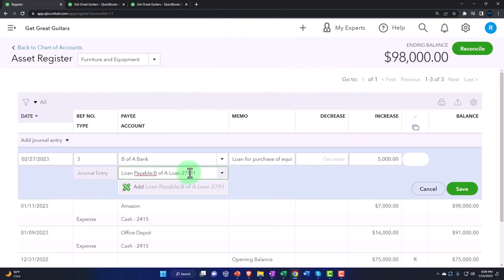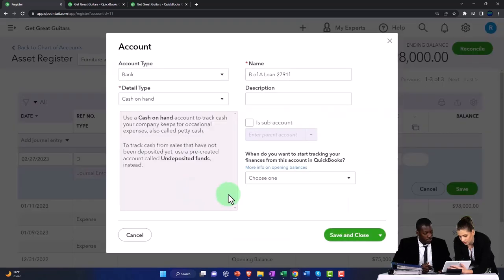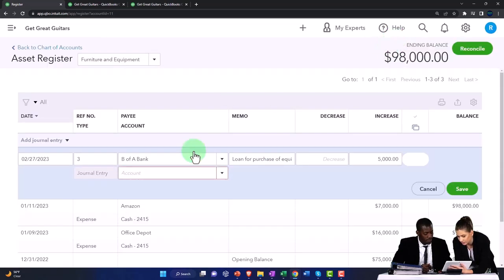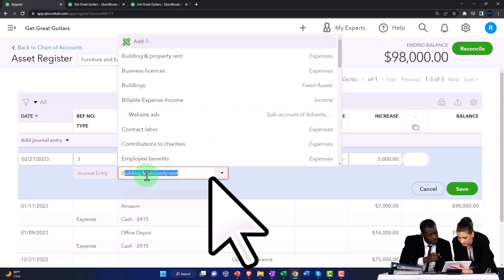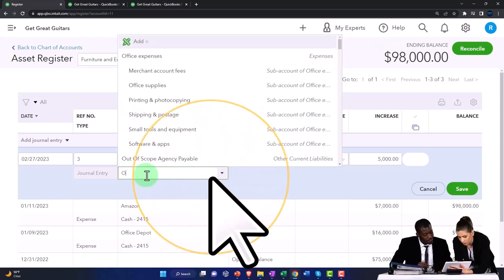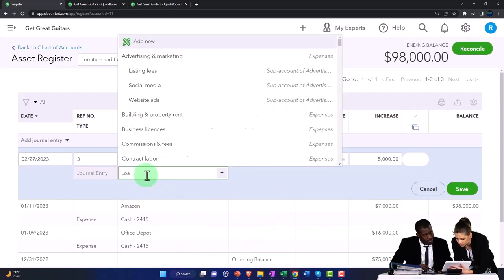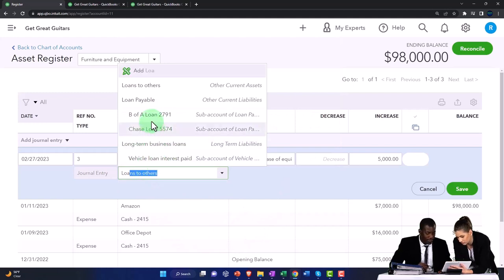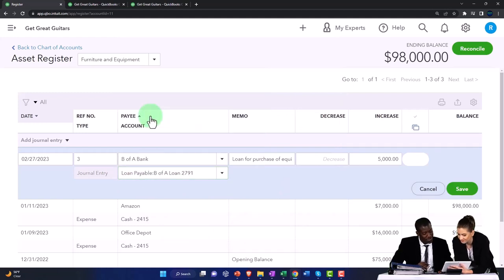There it is, picking that one up. What happened? It's going to go to the loan. Let's say loan payable B of A. That's the one I want. Okay, I think they got it. So that's it. So that's the one. Let's go ahead and save it.